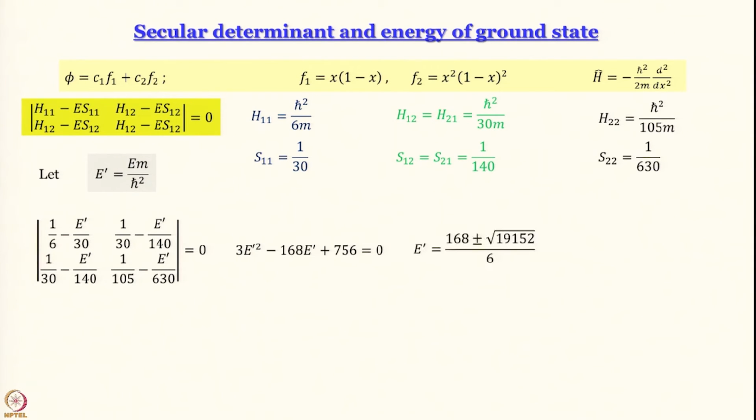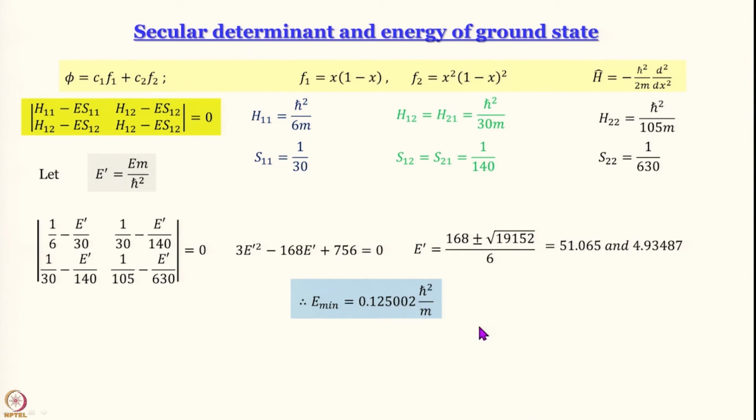We use that and we get E dash equal to 168 plus minus root over 19152 by 6, which translates as 51.065 and 4.93487. Do not forget we have set L to be equal to 1, right. So, remembering that when we go back to E min, the minimum value of epsilon 0 turns out to be 0.125002 h cross by m.